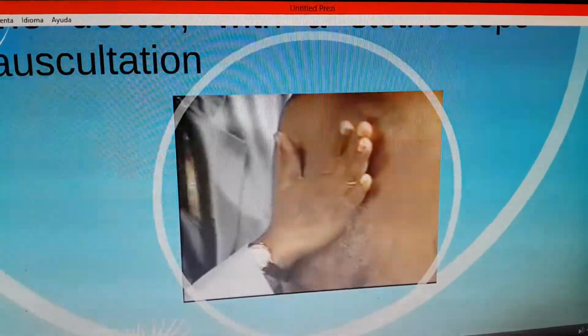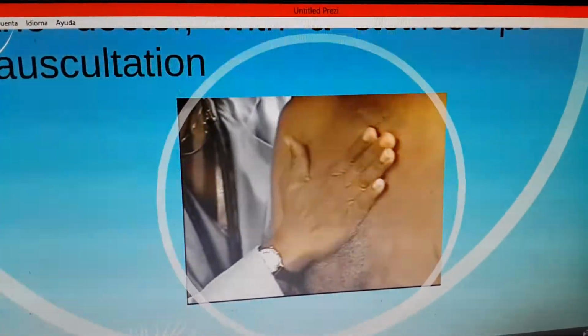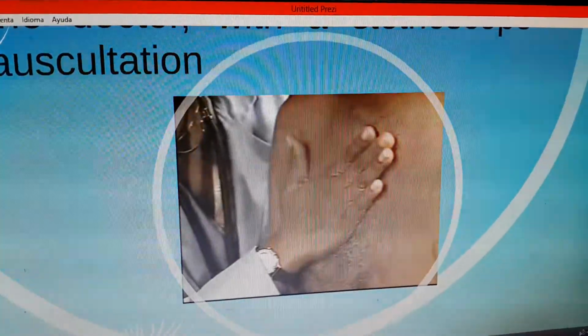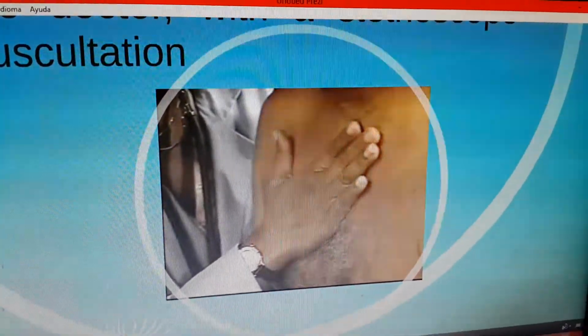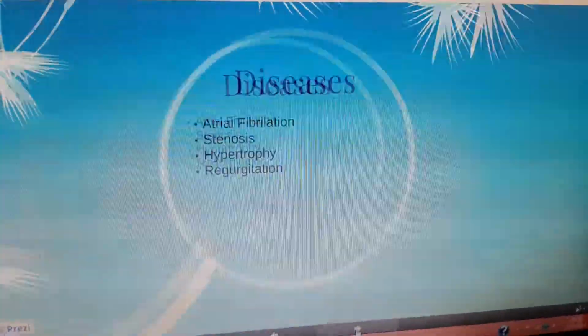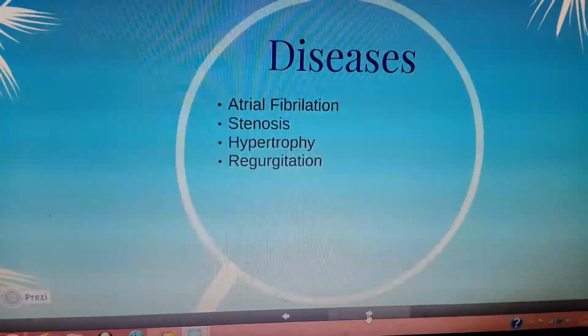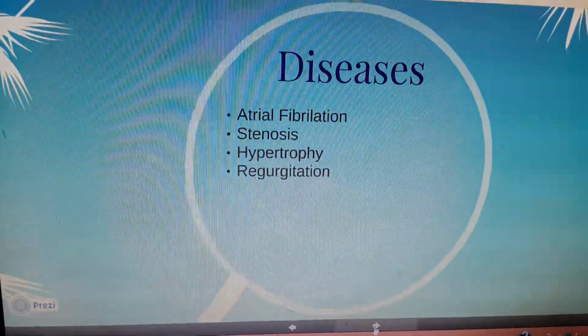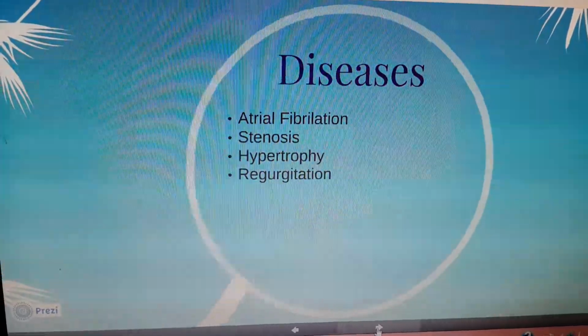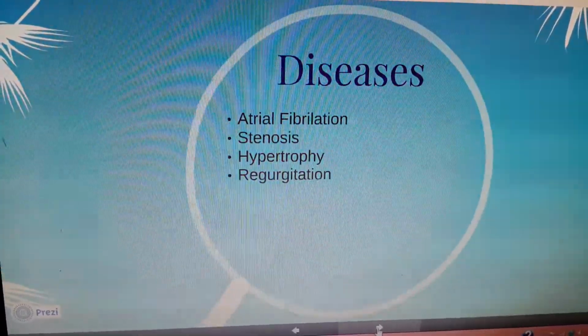To evaluate such a loud murmur, palpate the area with the ball of your hand. Palpable vibrations associated with a heart murmur are called a thrill. Disadvantage: atrial fibrillation, stenosis, hypertrophy, regurgitation.